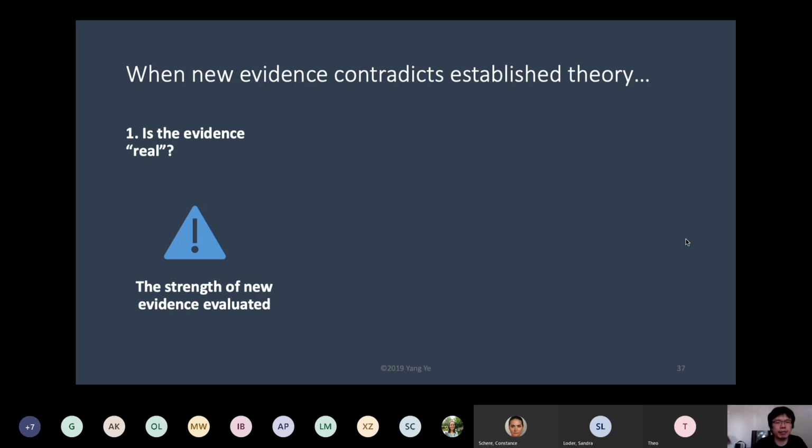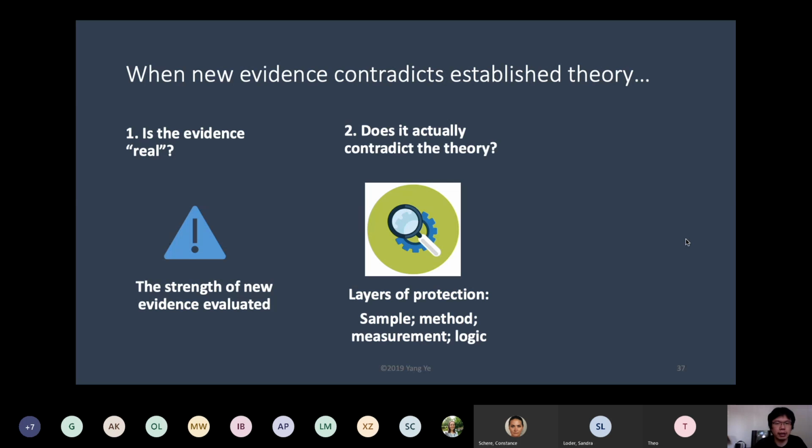So what happens is that, first of all, people start to question whether the evidence is real or not, right? Is the evidence solid? The new evidence has to be evaluated. Basically, by evaluated, I mean replicated independently by different labs. Okay, so if multiple labs were able to independently establish that this new evidence is real, or solid, then people start to look at whether the new evidence actually contradicts the theory.